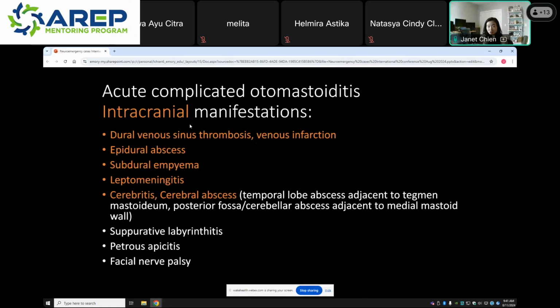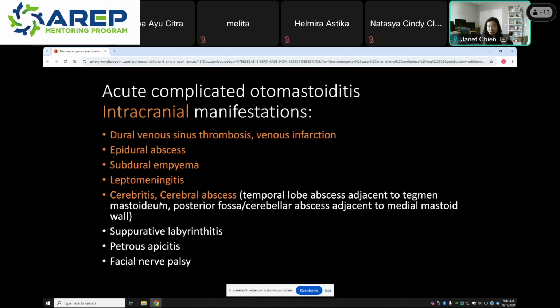Intracranial manifestations, we want to look for adjacent durovenous sinus thrombosis, right? The transverse and sigmoid sinus run in close proximity to the middle ear and mastoid air cells, as well as venous infarction, which this lady unfortunately has. You can also see epidural abscess, subdural empyema, and leptomeningitis. In our case, we had leptomeningitis.